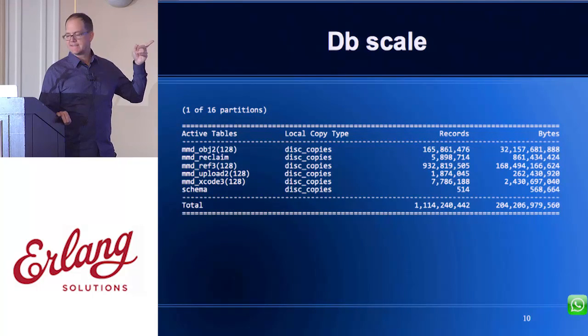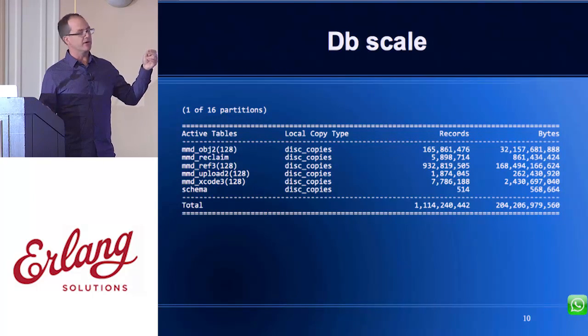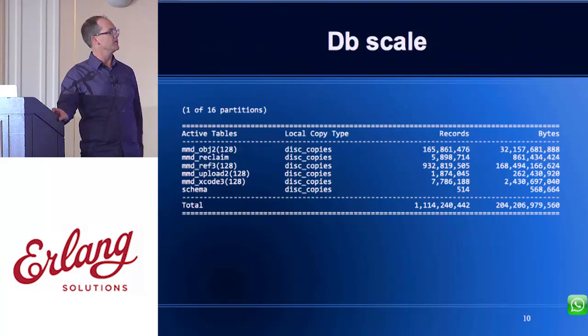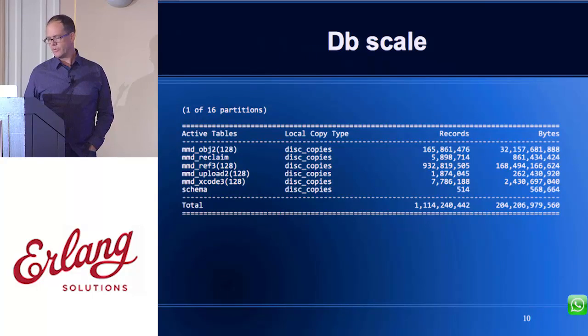So this is 1/16 of the database for the multimedia. So you can see it's a little over 1 billion records for 1/16. So the total multimedia database is about 18 billion records in Amnesia, and it's close to 200 gigabytes per node. So closing in on 2 terabytes of RAM to hold that database.